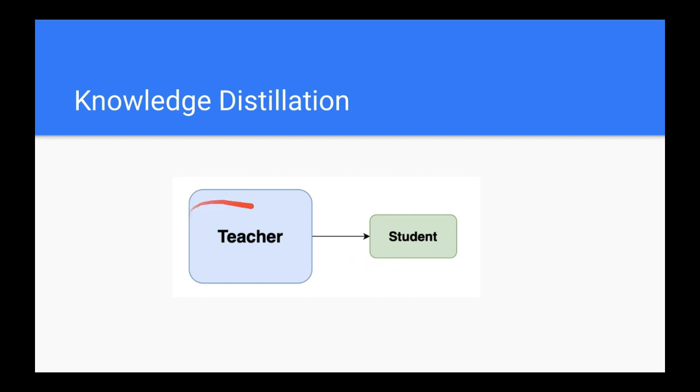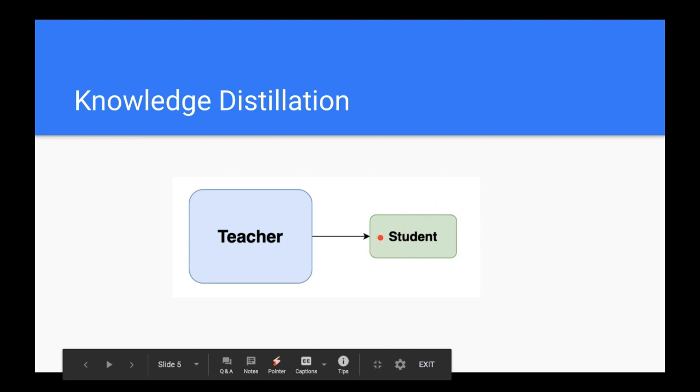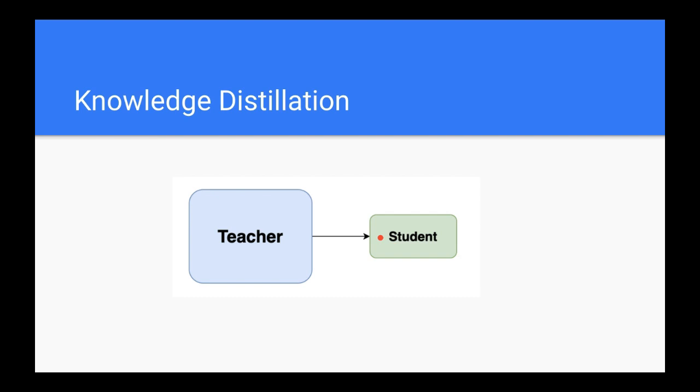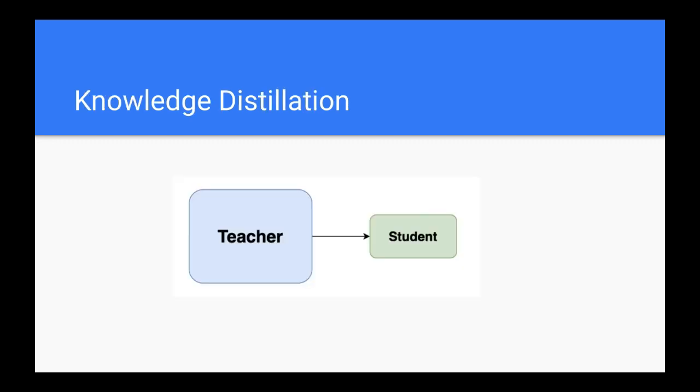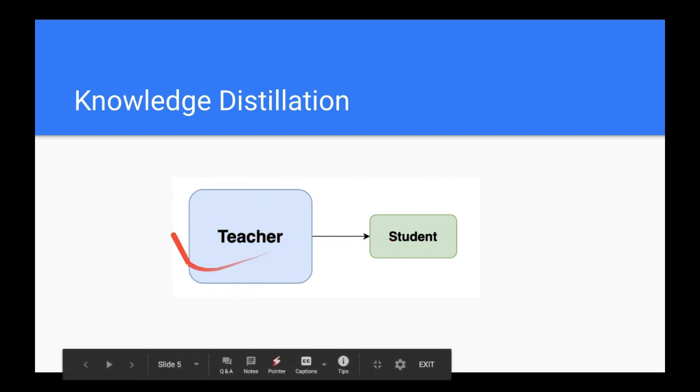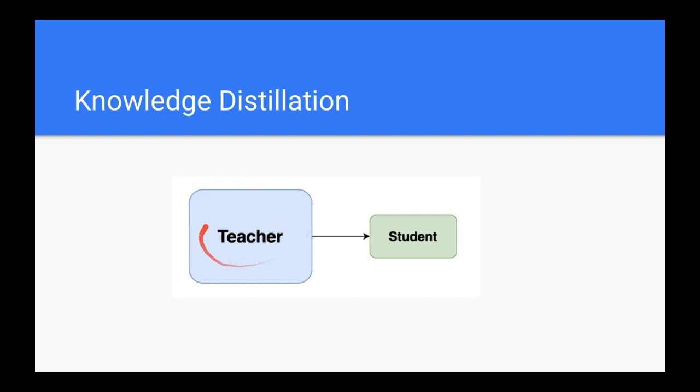You can build these two different networks with very different architectures, no problem, and the student will still be able to learn. But the problem is really this: the most naive solution is we just let the teacher run through our data and make a prediction.